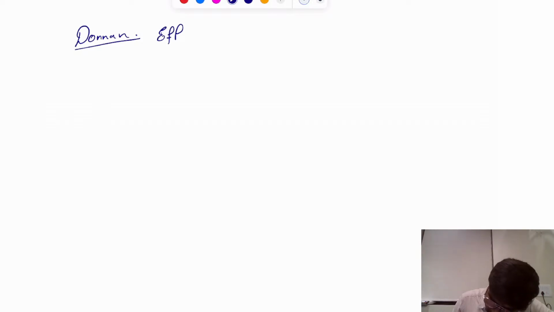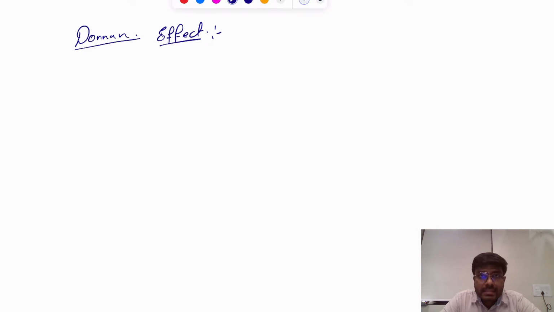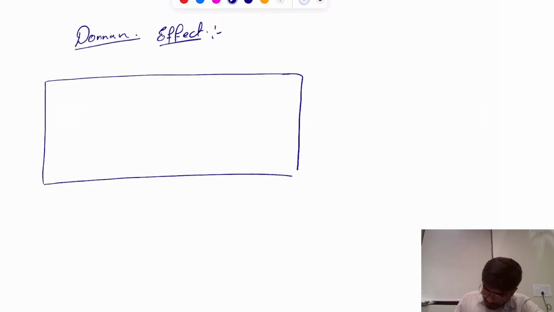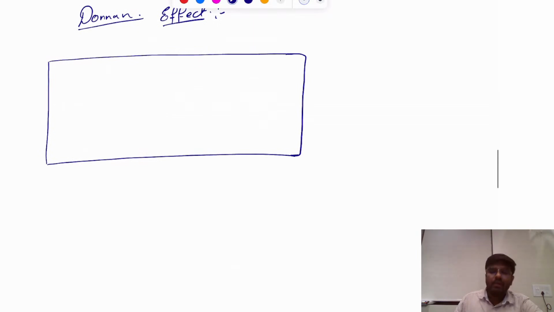Donnan's effect. So what exactly is this Donnan's effect, sir? Donnan's effect explains what happens when there is a large impermeable substance in a cell. For example, let me show you. Look, I am taking one cell, or for example, let's take one beaker as an example.